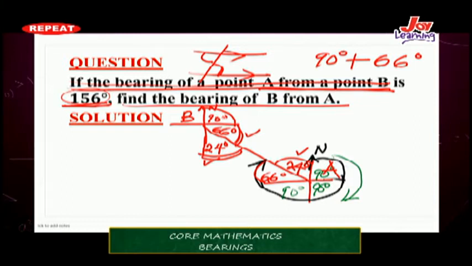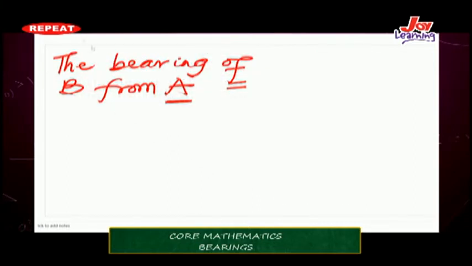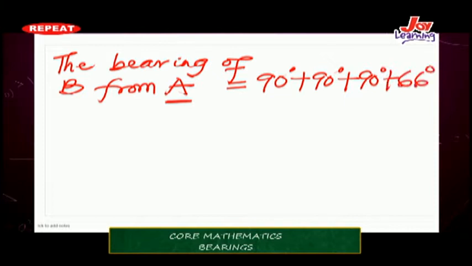All the angles on the way are 90, 90, 90, and 66. Okay. Let's go to the next page. Yes, we saw that it was 90 plus another 90 plus another 90 plus 66 degrees before I reach the line joining A and B.